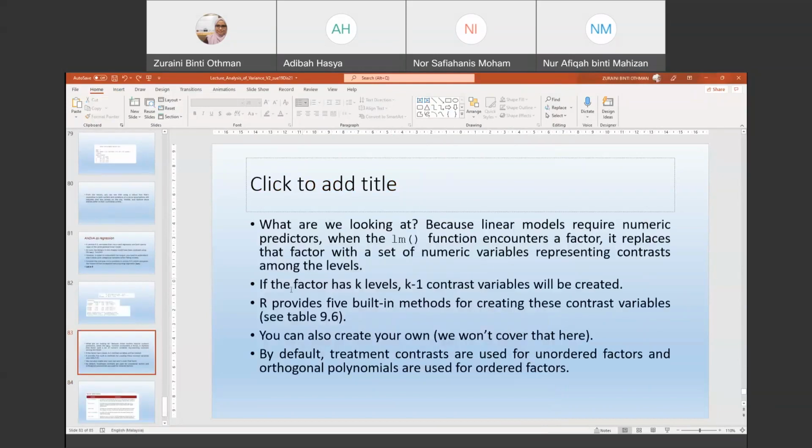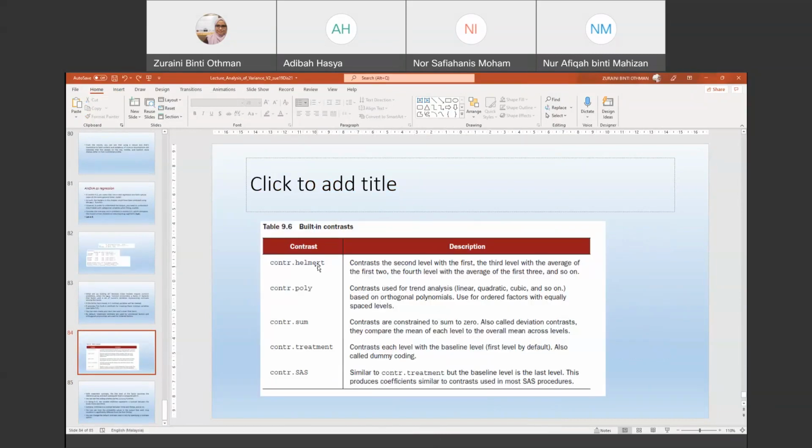In a linear model, if a factor has k levels, k minus 1 contrast variables will be created. R provides 5 built-in methods for creating these contrast variables. First is Helmert, which contrasts the second level with the first, and the third level with the average of the previous ones. Then poly contrast is used for analysis of linear, quadratic, cubic, and so on. And sum is the sum to 0.